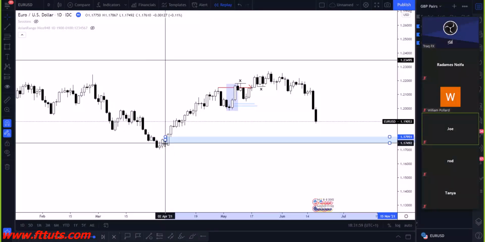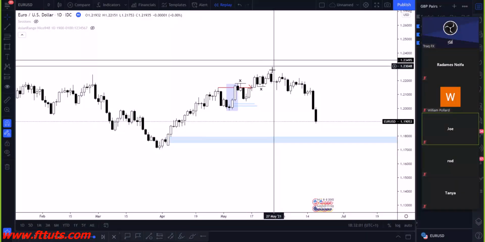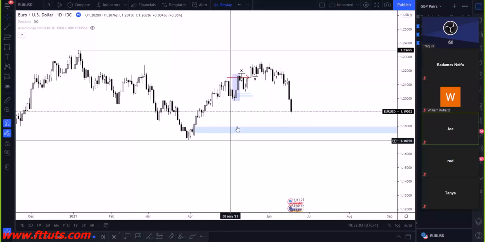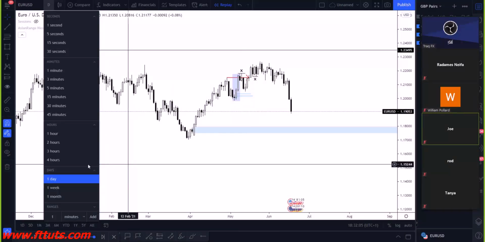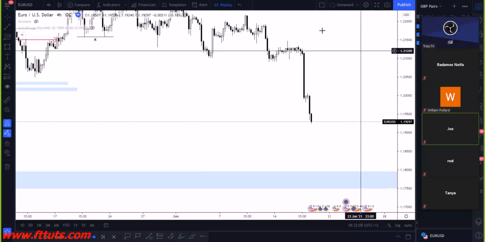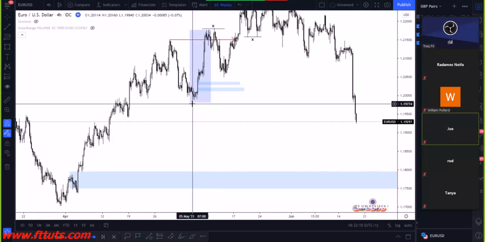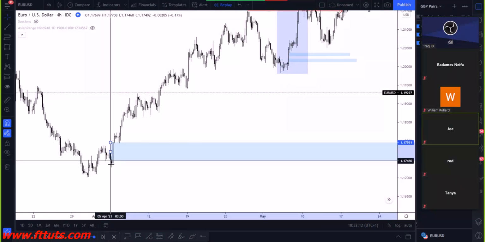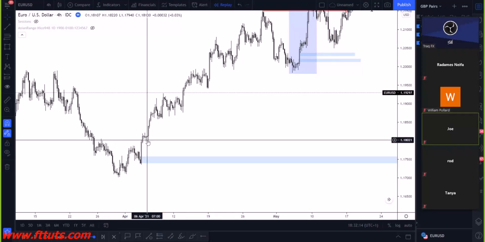Refine this up to here, this last daily down candle before the major move up, that did break structure, right? Now from here we can go down to the 4 hour as well. Look at what price does. You can refine this up to here, this last institutional candle, or 4 hour rather.